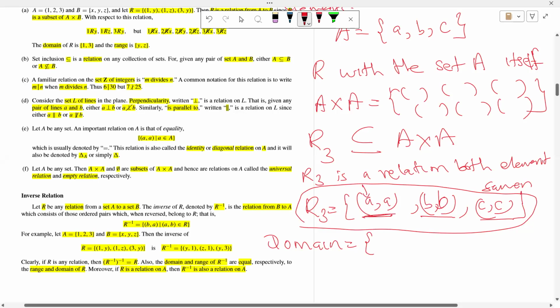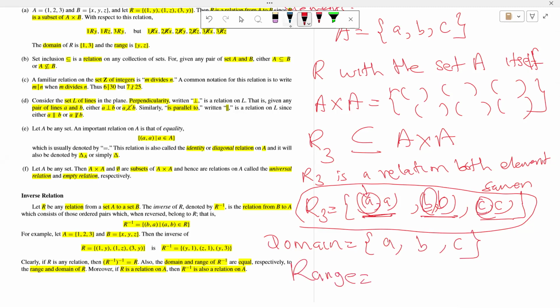In the first ordered pair, the first element is A. In the second ordered pair, the first element is B. In the third ordered pair, the first element is C. So A, B, C is the domain. Range means you need to take the second element of each ordered pair. If you take the second element of these three ordered pairs, that is the range, right?